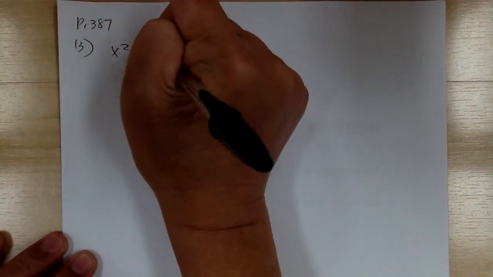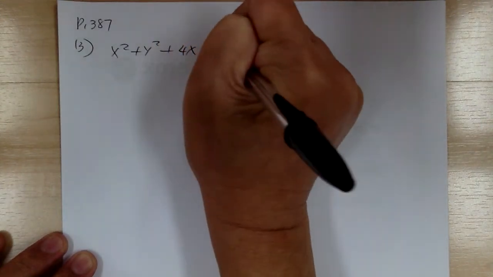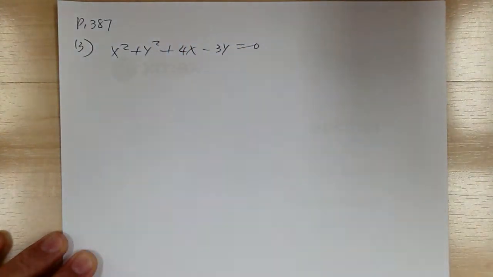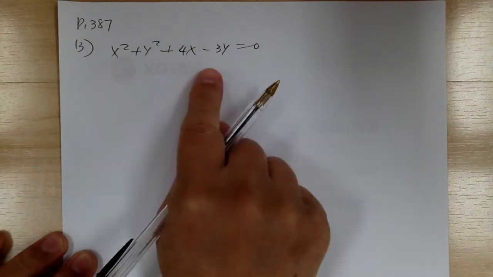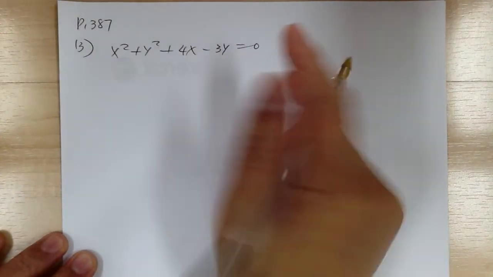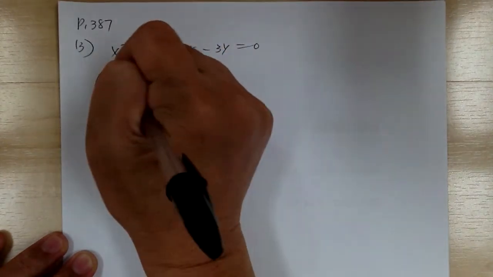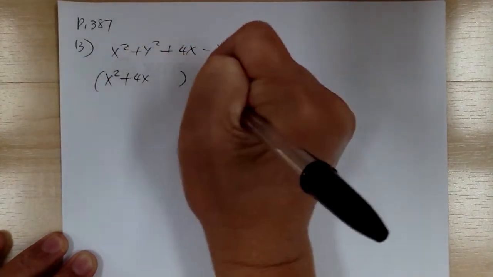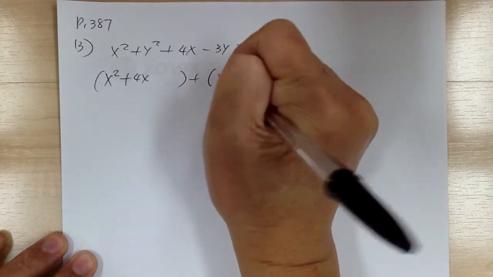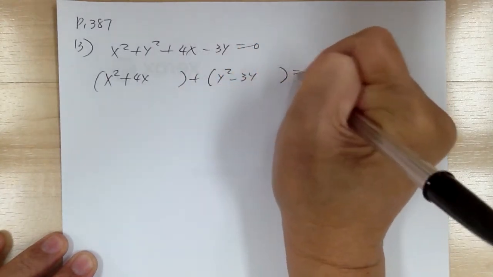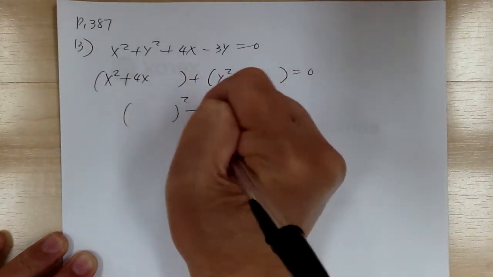Let's go to the next one. We've got x squared plus y squared plus 4x minus 3y equal to 0. Again, first let's group. There's no number, so we can just group our variables. Get your template ready.